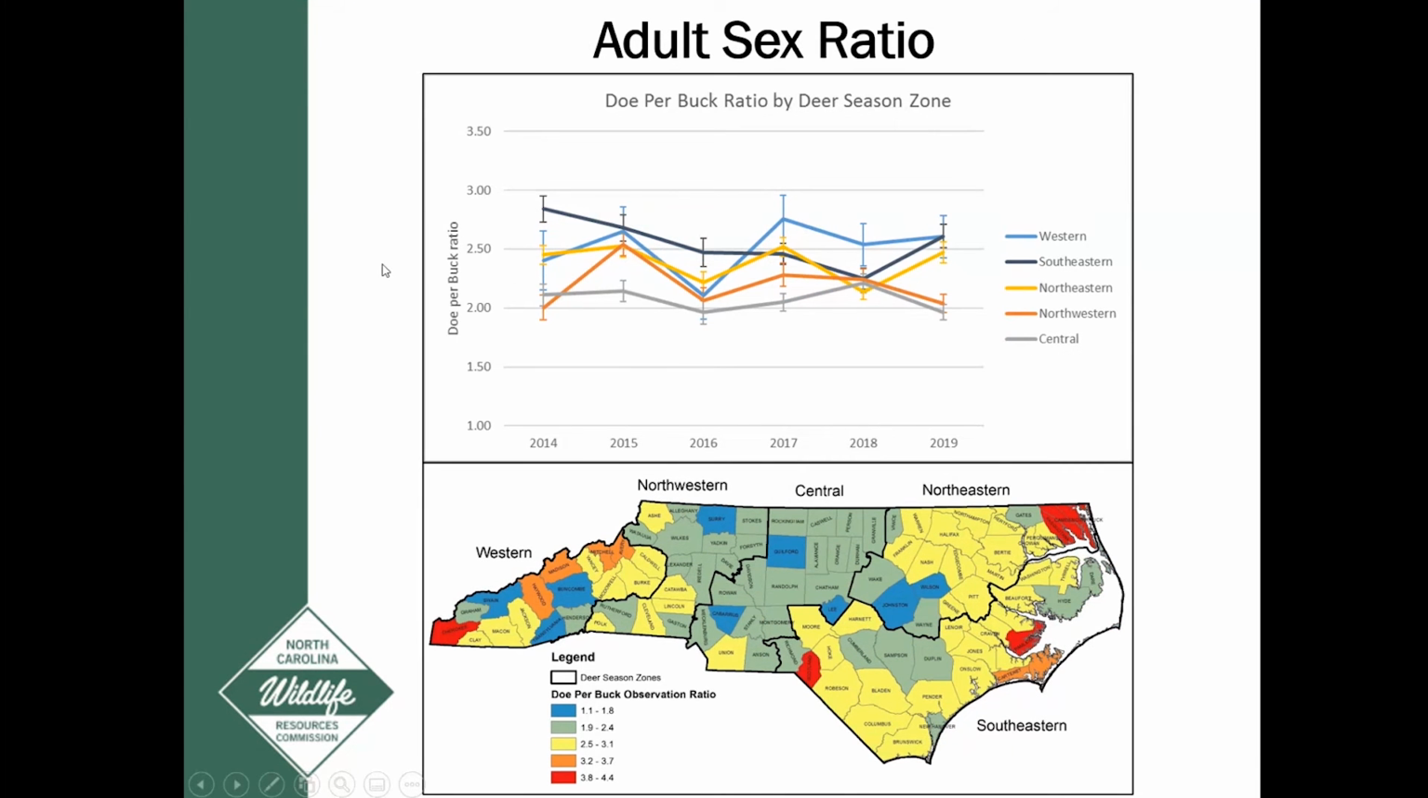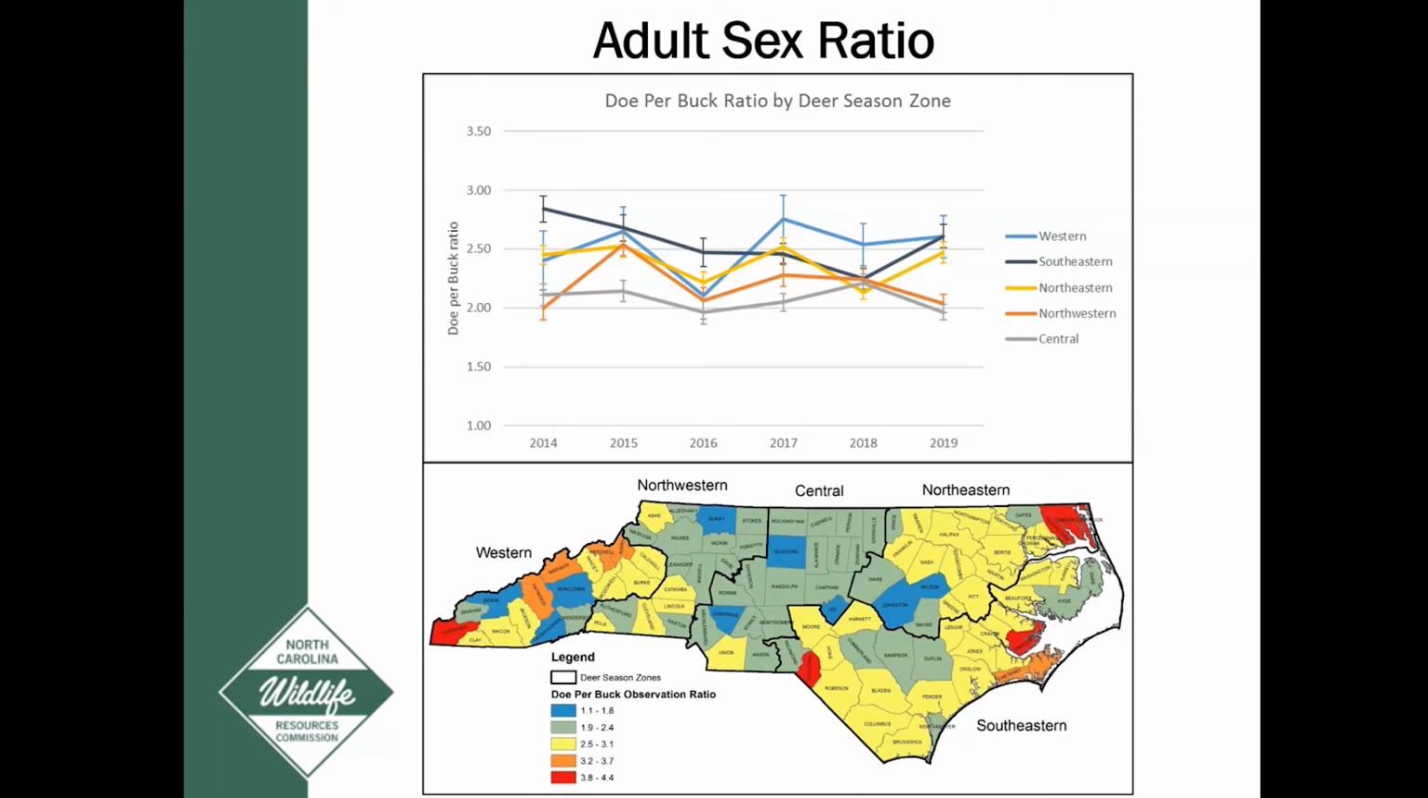We also look at our adult sex ratio, and our hunters see on average 2.5 does for every antlered buck that is seen. And then if you look here at the map, what's really interesting to me is that what you see on the map really makes a lot of sense if you think about the management that is occurring and has occurred in these parts of the state. So in the eastern part of the state, traditionally we had our 4-buck limit. So this is a 5-year average, so it includes time where we had a 4-buck limit, more liberal bag limit for bucks, which could result in an increase in the number of does per buck.